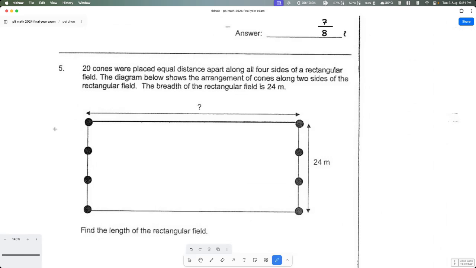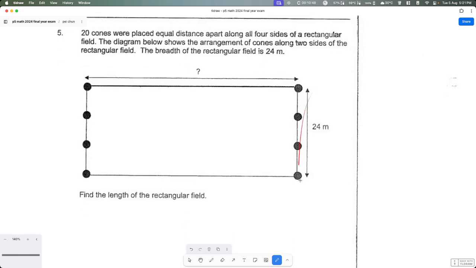All right, question 5. 20 cones were placed equal distance apart along all four sides of a rectangular field. The diagram below shows the arrangement of cones along two sides of the rectangular field. The breadth of the rectangular field is 24 meters. Find the length of the rectangular field.